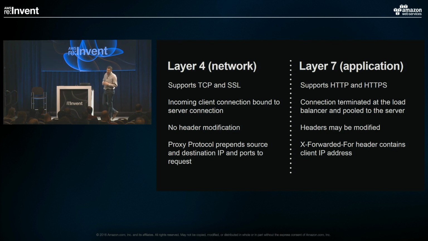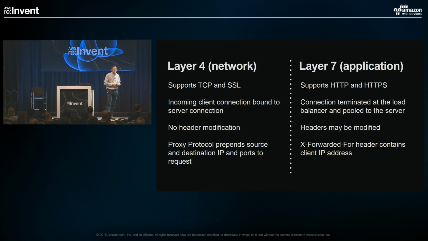And that supports things like TCP and SSL. Client connections are bound to a server connection, so every single time a new request comes in, it's actually bound to a backend instance that will never move. There's no header modification, so we pretty much can't do anything with that request. We just pass those packets through. If you want to know about the source IP of the client that's connecting to you, there's no X-Forwarded-For header, nothing like that, because we can't actually do anything with the request. So there's a feature called proxy protocol, which comes from the HAProxy world, which allows you to forward the source IP through to the destination.